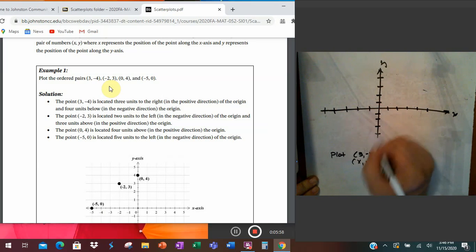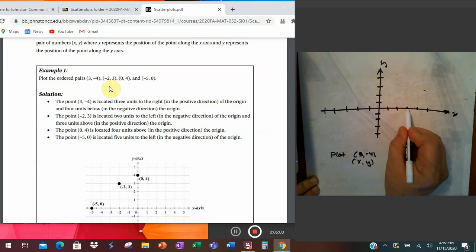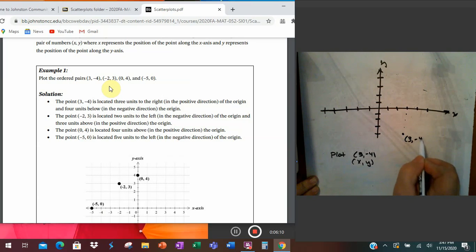So I want to count over 3, 1, 2, 3, and then I want to go, this is down. If it was 4, I'd go up. 1, 2, 3, -4. So that point would be 3, -4, and I draw a little point just like that.